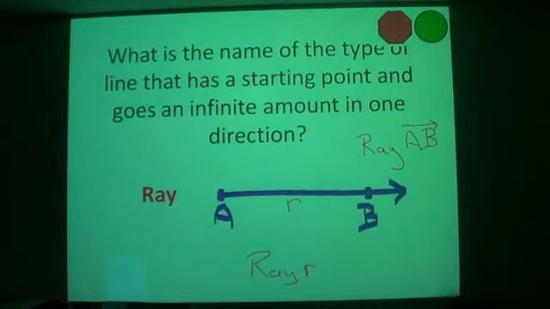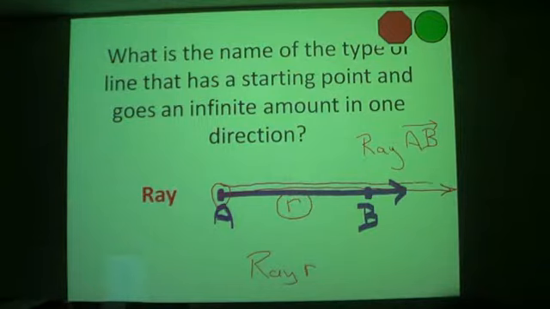It is called a ray. This is ray AB or ray R. A ray has a starting point and goes on forever and ever. You know about a ray of sunshine. It starts at the sun, comes outward from the sun in a straight line, and goes on forever and ever in Euclidean geometry.